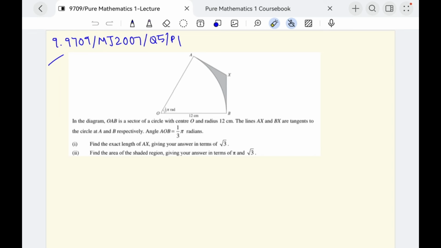For the first part, how do we carry out the steps that lead to the answer in exact form? First thing first, you need to find the angles. This angle and this angle are confirmed to be 90 degrees because these two lines are tangent to the curve of the circle. As I mentioned, what is the tangent to the circle?